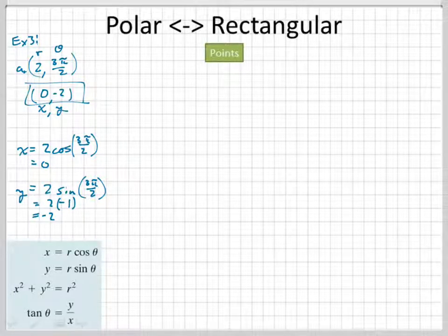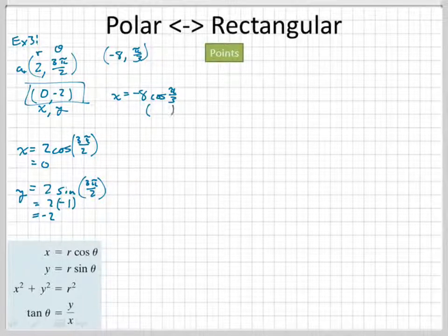Here's another one, but this time it's with a negative 8 and a pi over 3. X equals negative 8, and then we would go cosine of pi over 3. What is cosine of pi over 3? Nasty. Yeah, that one's 1/2 times negative 8, which would be negative 4. So this is r and theta, while my x would be negative 4.